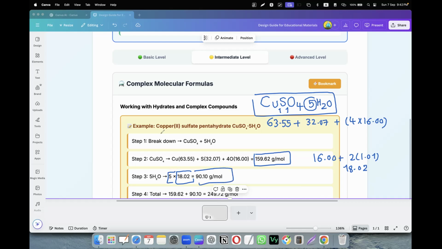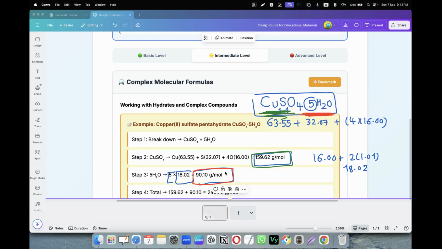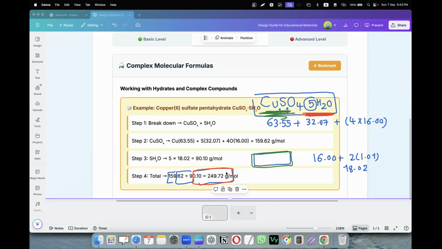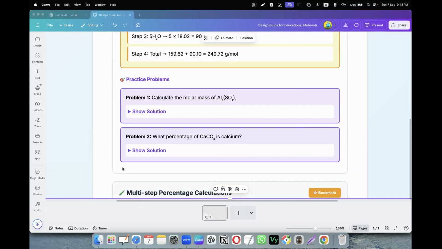So you need to add this part, the water part, which is 90, together with the salt part, which is 159.62, and then add them in total. You will get finally the mass, which is 249.72. Now let's do some practice.